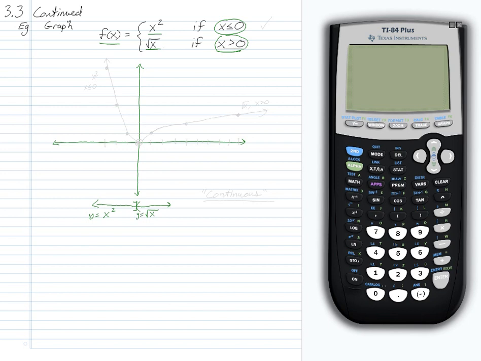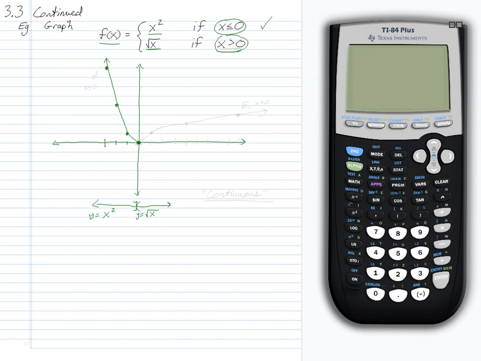Okay. Now, the graph of the x squared function contains the point 0, 0, contains the point negative 1, 1, negative 2, 4, negative 3, 9. And that's about all I have room for, so I'll connect those up. Okay, that's our first piece taken care of.